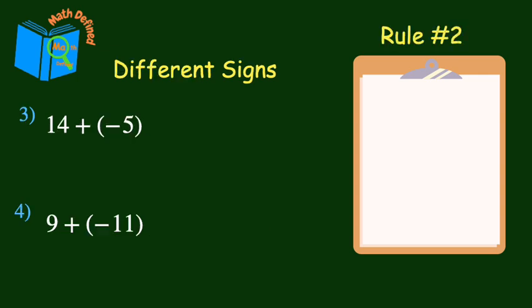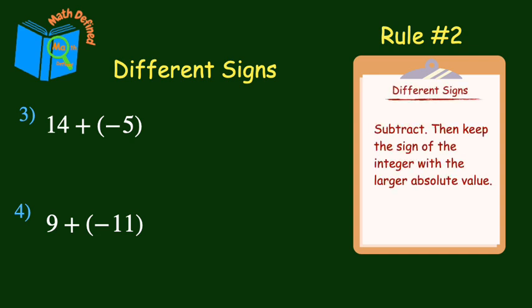Rule number 2. When the signs are different, subtract, then keep the sign of the integer with the larger absolute value. Looking at problem number 3, we have positive 14 added to -5. The signs are different, so we subtract their absolute values. 14 minus 5 is 9. And since 14 has the larger absolute value, we keep the positive sign, resulting in positive 9.